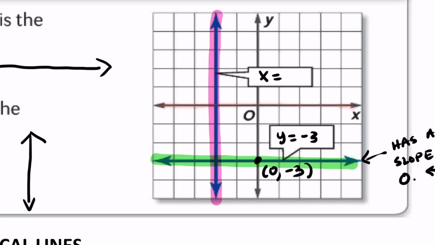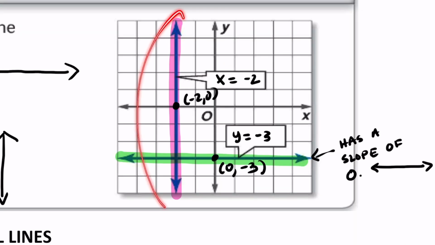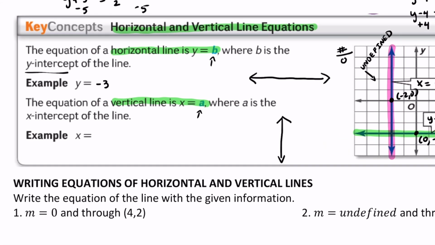So this is the x-axis, and the line touches the x-axis at this particular point, which is negative 2, 0. So it's going to be x equals negative 2. That's the equation of this line with a slope that's undefined. So when you have a line that goes up and down, you have a slope that's undefined, where you have a number in the numerator and 0 in the denominator. So the answer to that is x equals -2.